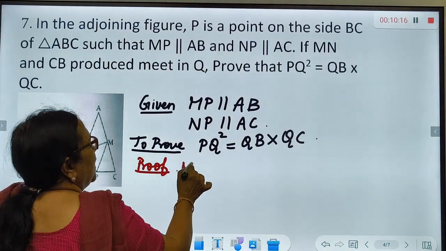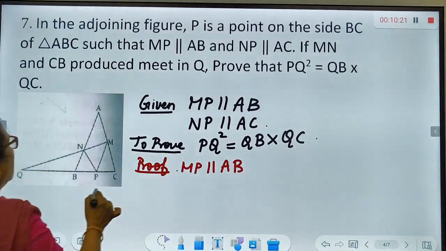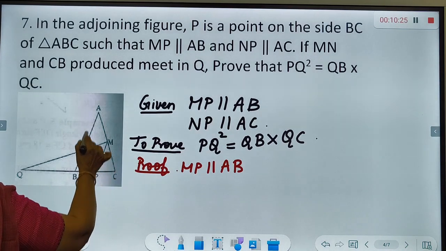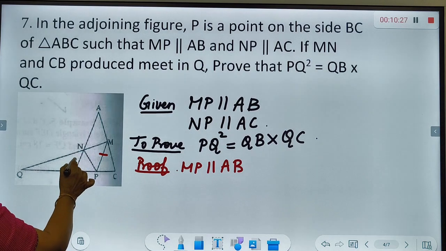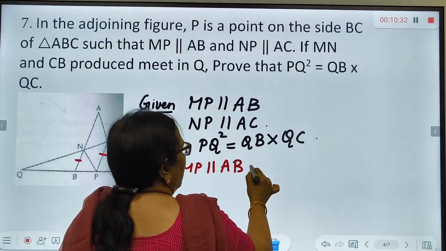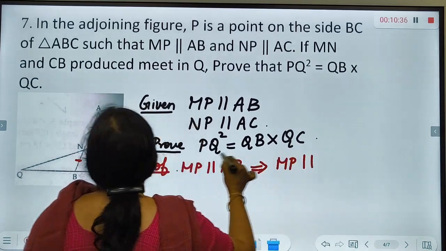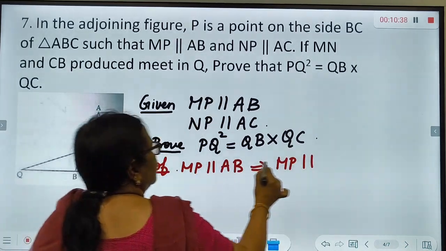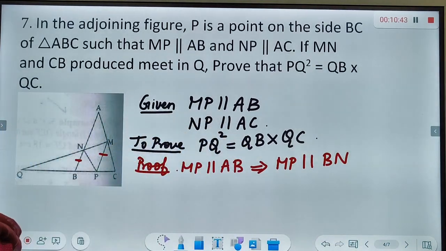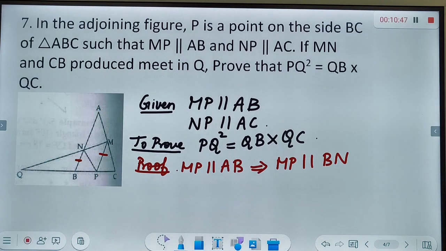Now, what is the first thing we have? MP is parallel to AB. So, which is MP here? MP is parallel to AB. That means it is parallel to NB. Correct? MP is parallel to AB implies MP is parallel to this portion of the line BN. It's parallel to BA. Therefore, it is parallel to BN.